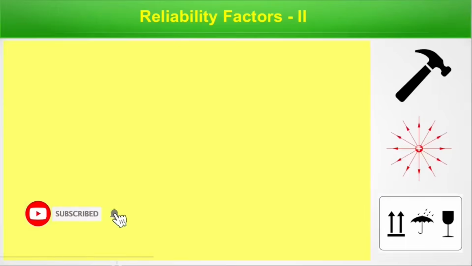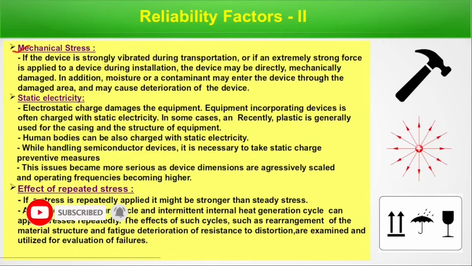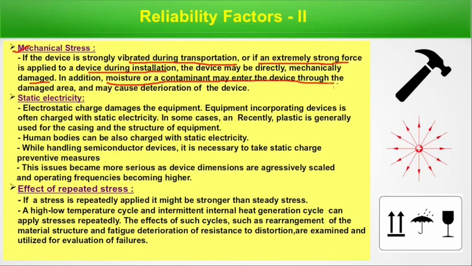Now reliability factors. There is another slide on that topic. Mechanical stress. If the device is strongly vibrated during transportation or an extremely strong force is applied to a device during installation, the device may be directly mechanically damaged. In addition, moisture or contaminant may enter the device through the damaged area and may cause deterioration of the device. Now static electricity.